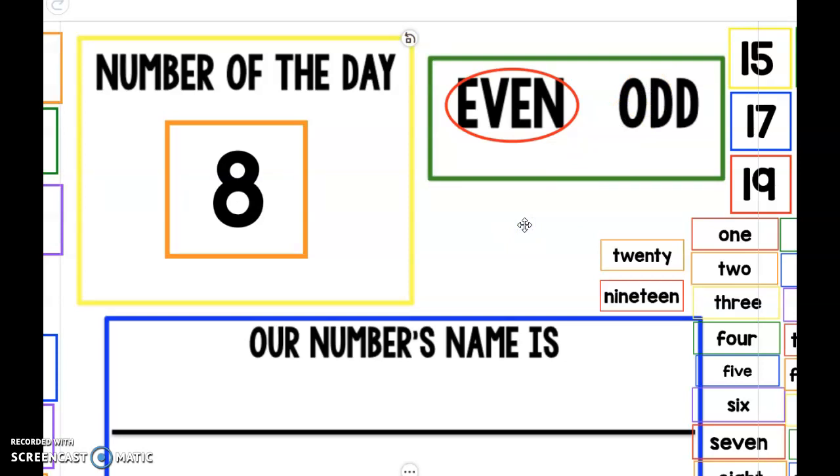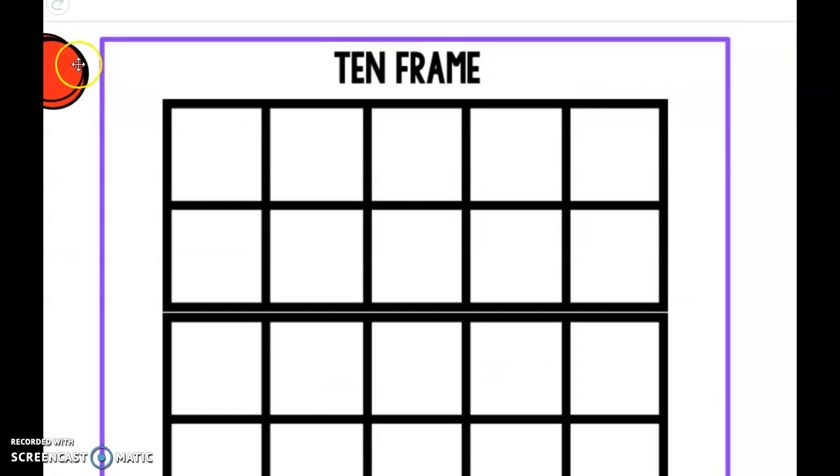All right, 8 is spelled E-I-G-H-T. E-I-G-H-T. All right, that spells the number 8. So we have our number of the day is 8. It's an even number, and it's spelled E-I-G-H-T, 8.